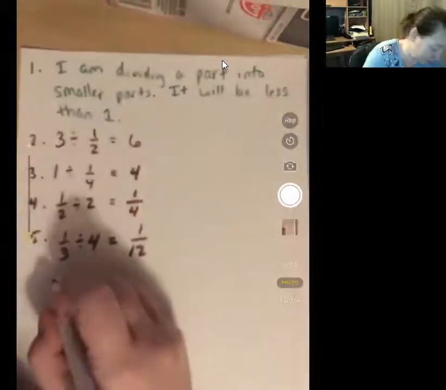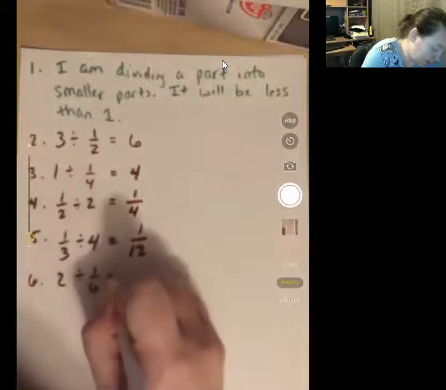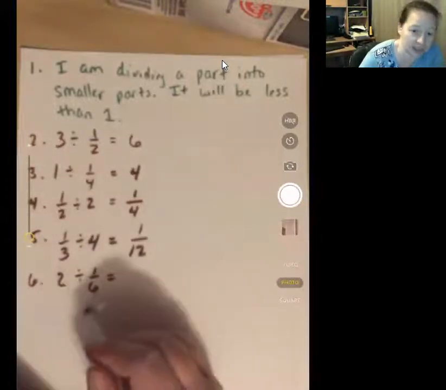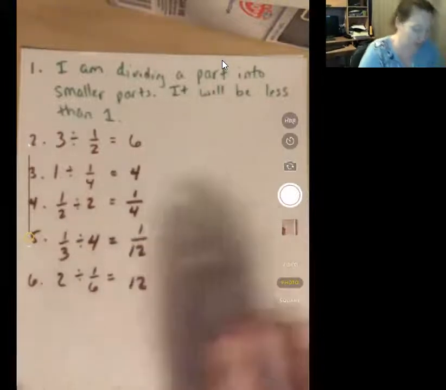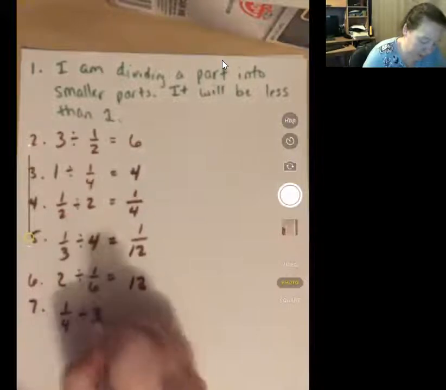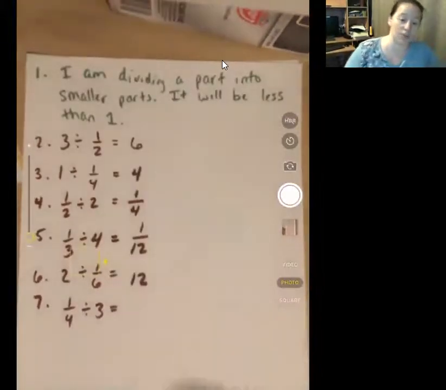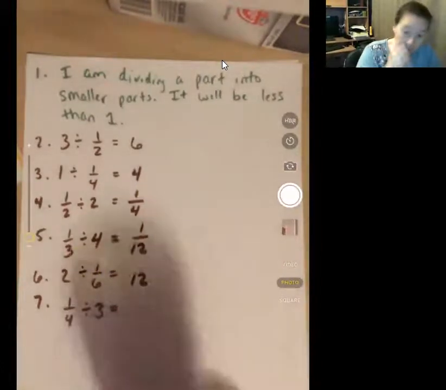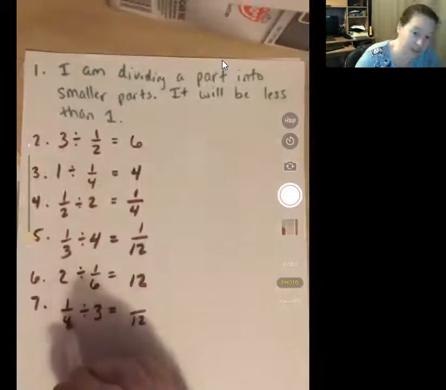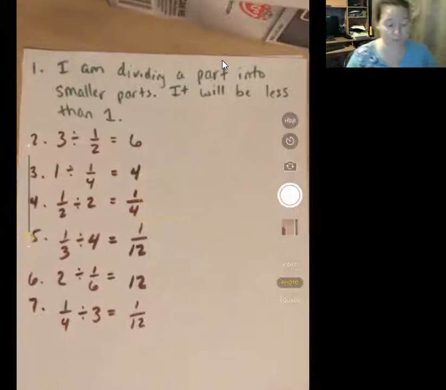Number 6, 2 divided by 1/6. 2 pieces, each are split into 6. 2 times 6 is 12. And number 7, 1/4 divided by 3. I have 1/4, which I am then splitting into 3 pieces. 4 times 3 is 12. And because I started with less than 1, I end with less than 1.